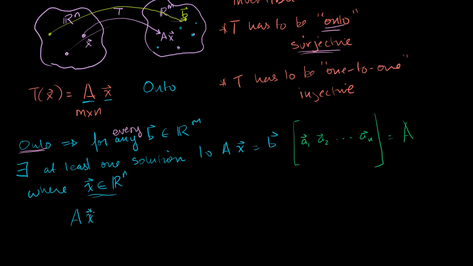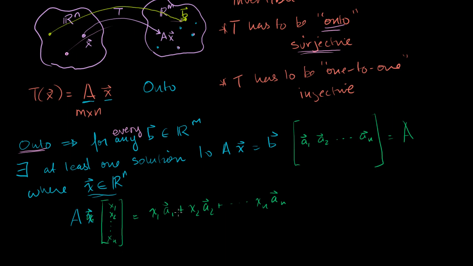If we're taking this product, instead of writing an x there, I could write x like this: x1, x2, all the way to xn. So this product is going to be x1 times the first column vector of A, plus x2 times the second column vector of A, all the way to plus xn times the nth column vector of A. That's what this product is. And in order for T to be onto, this combination has to be equal to any vector in Rm.